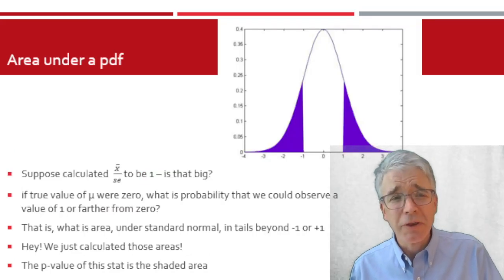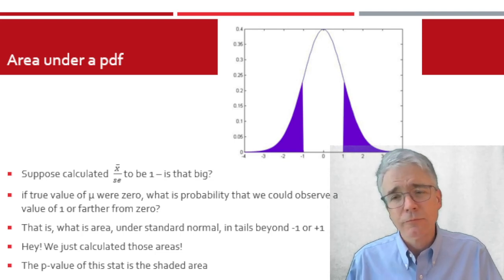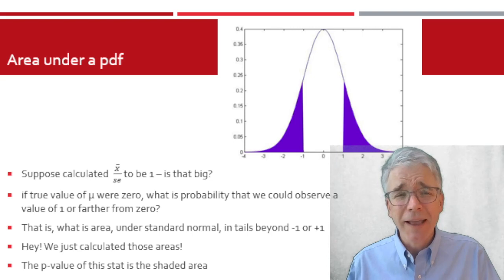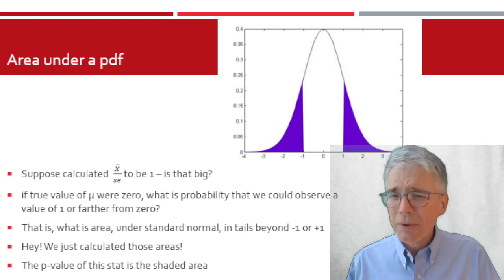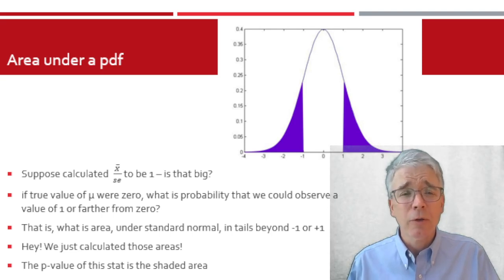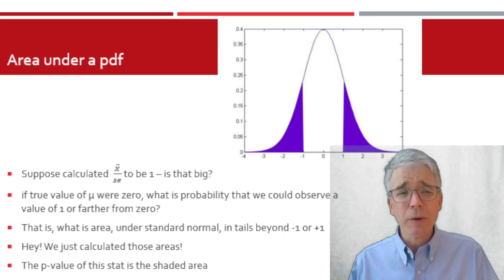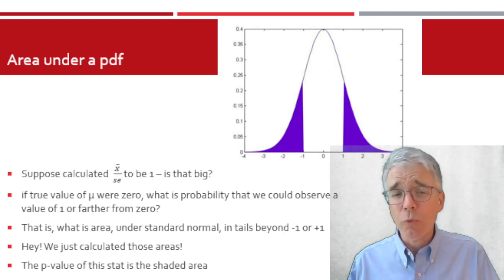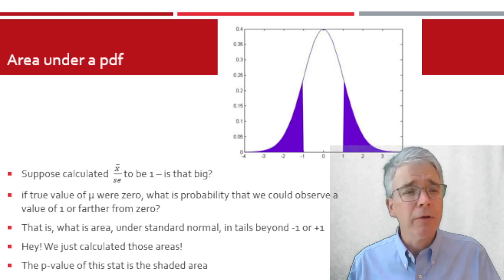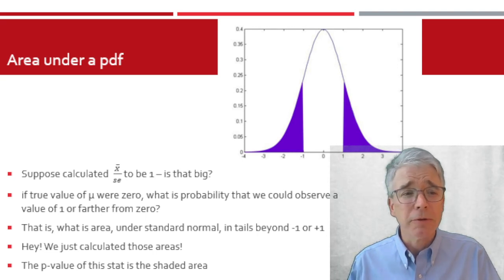Now suppose I calculate x bar over the standard error, come up with an answer of 1. Just pick a number. If I then want to ask, is that a big difference? Is 1 a big number? In this null hypothesis formulation, we say that if the true value of mu were actually 0, what is the probability that we could observe a value of 1 or farther from 0? So in the little picture up top there, what is the probability that we're in the purple area of the bell-shaped graph, not in the middle?